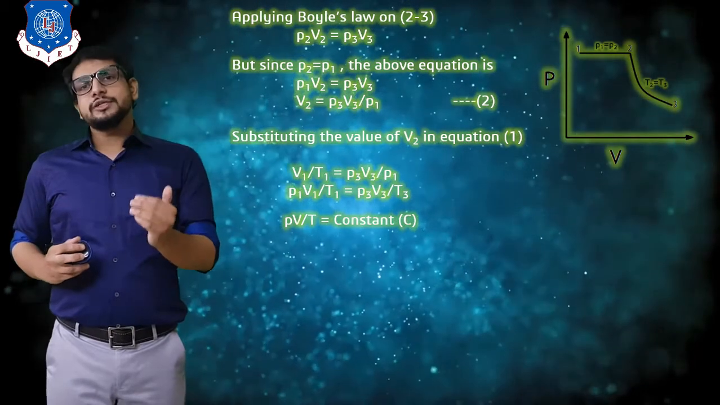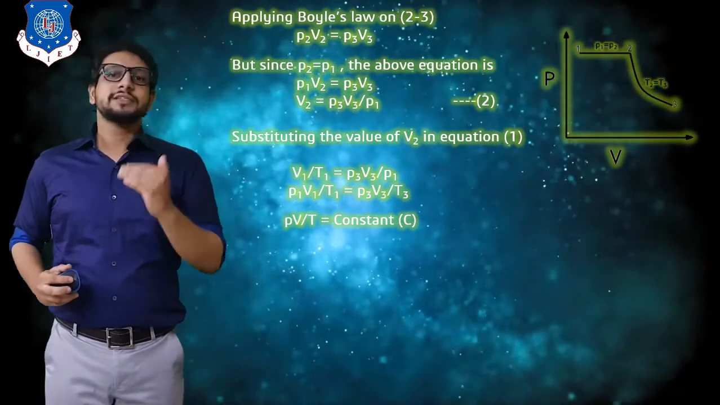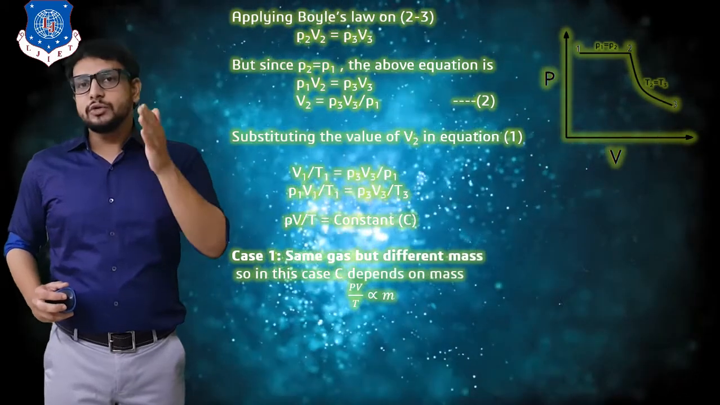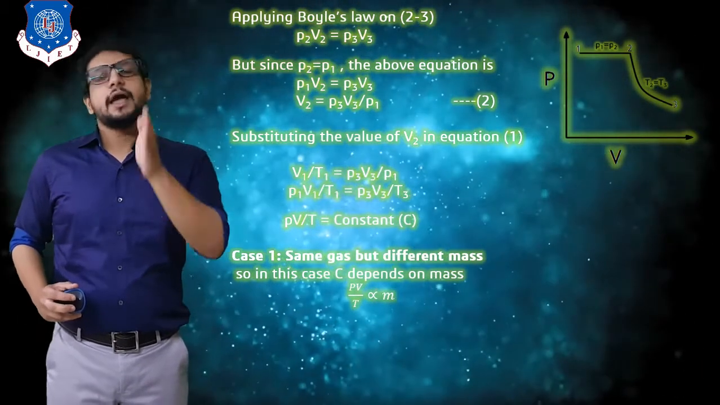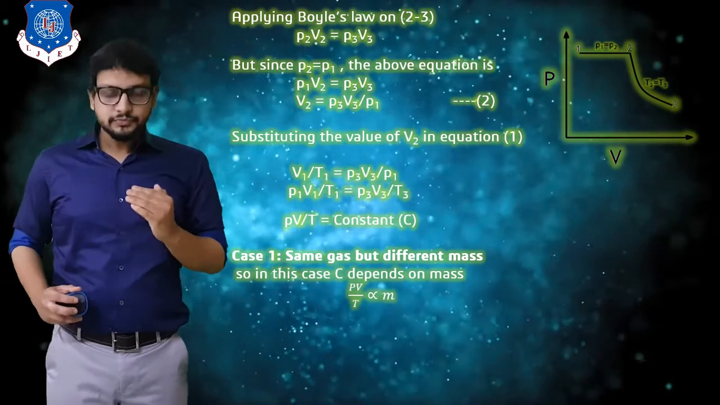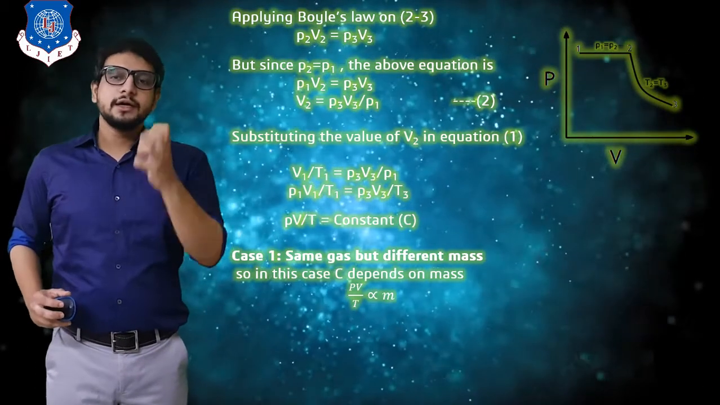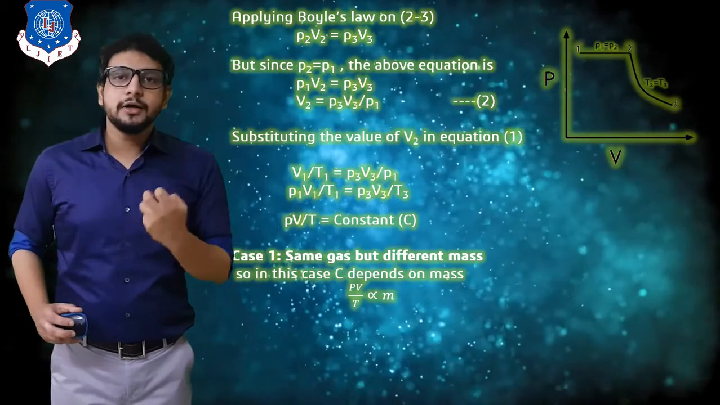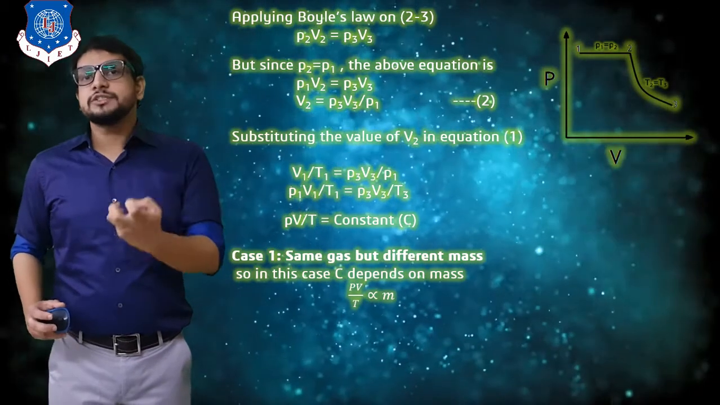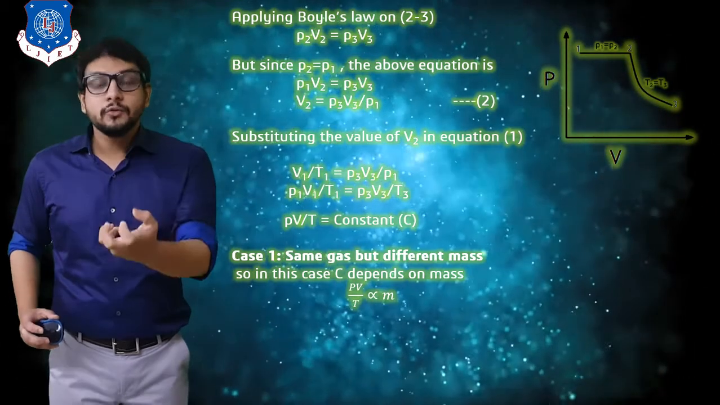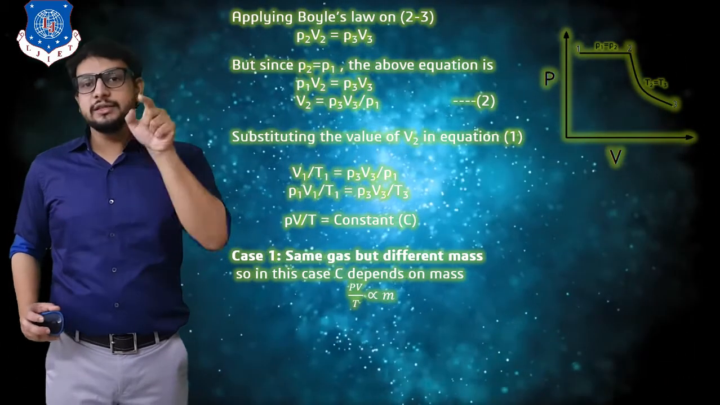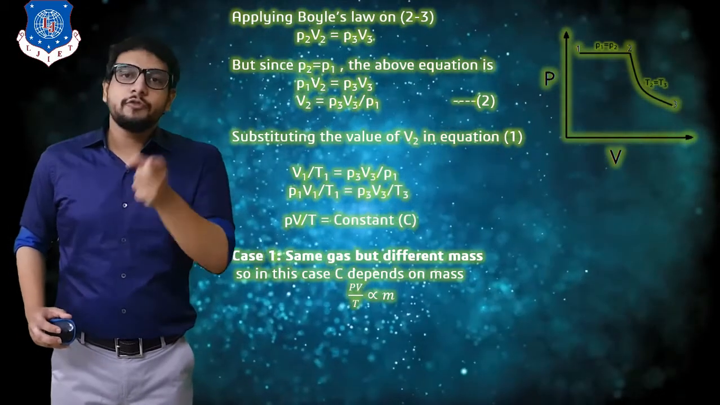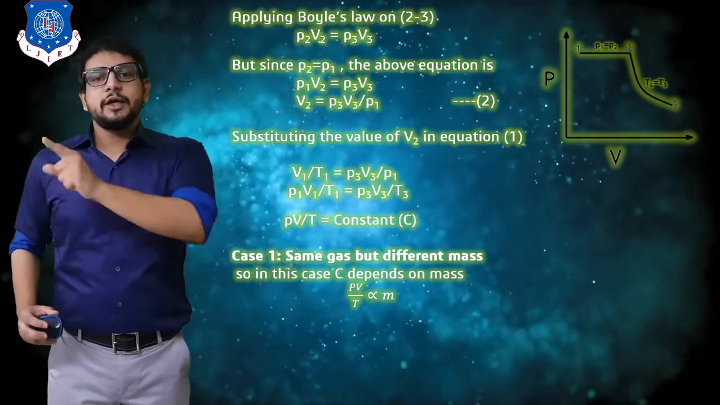So we are going to consider two cases. Let's consider the first case. Case 1 is one in which we consider the same gas having different masses. Same gas means a gas having the same molecular weight, but the variable parameter will be the mass. We know that constant C will depend on the one which is variable. So in this case 1, we would say C is going to depend on the mass of the gas. Why? Because it is variable.